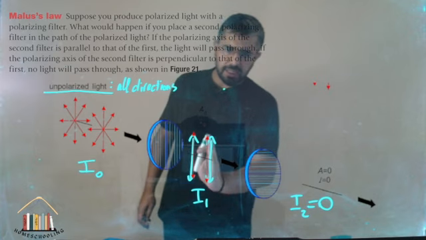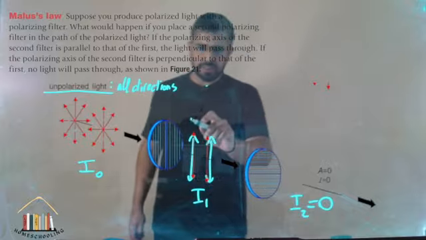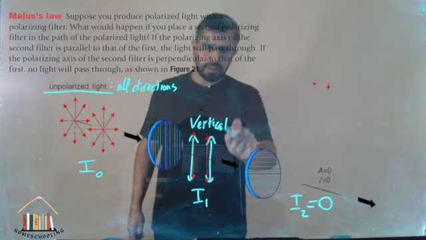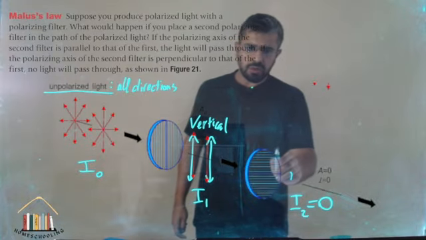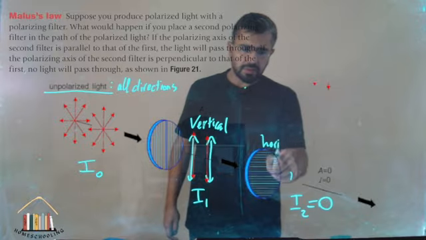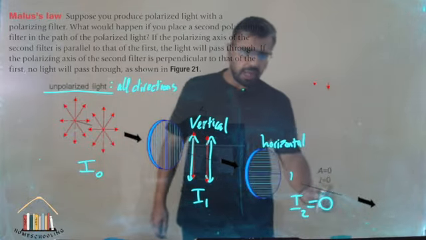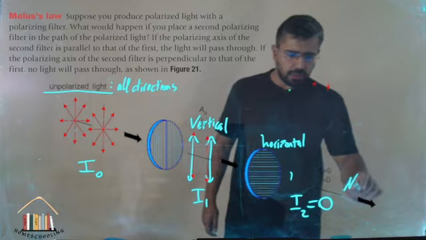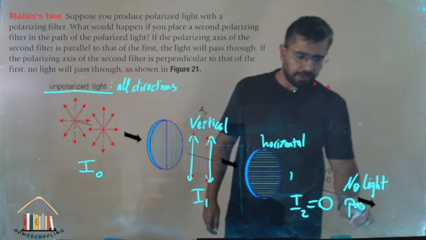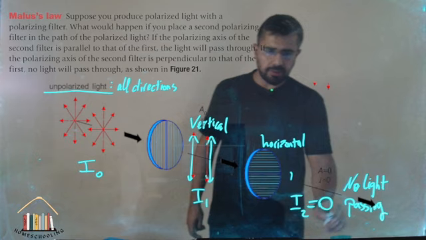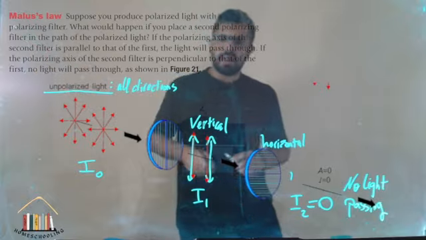Why? Because the light that passed through the first lens has a vertical direction, however this one has a horizontal axis. So they are perpendicular to each other, and of course no light will pass through. That's why the intensity is equal to 0. We have no light at the end. And that's what we consider as Malus law.